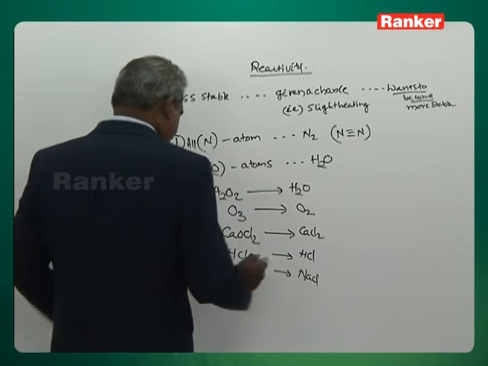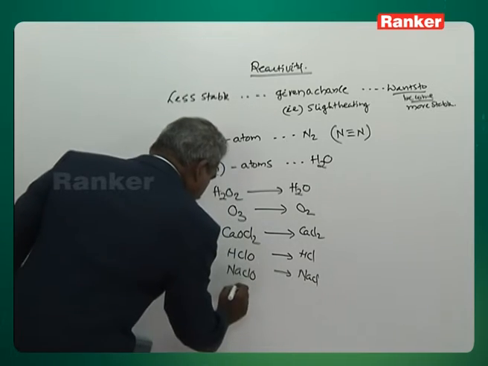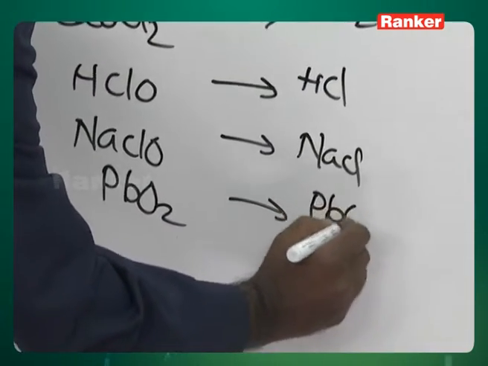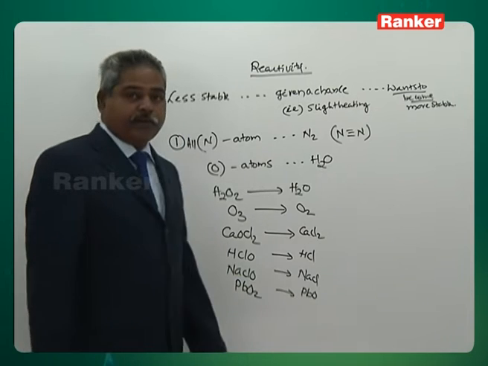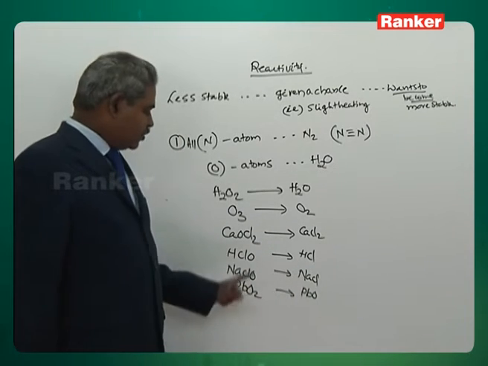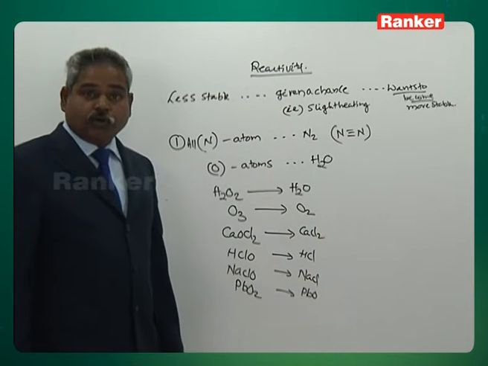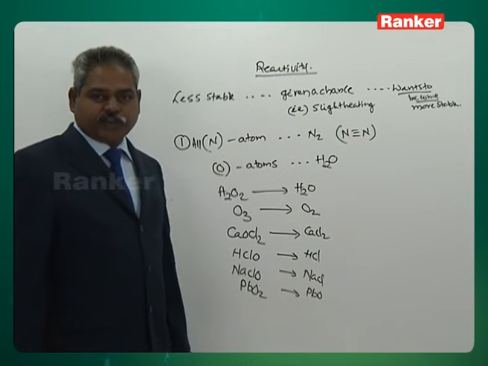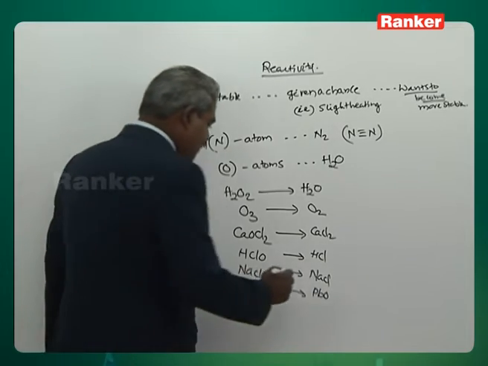Now, PbO2 wants to become PbO. You must have seen why. If you remember, it is the inert pair effect at work, +4 to +2, because lead doesn't prefer a higher oxidation state. So this is the inert pair effect.